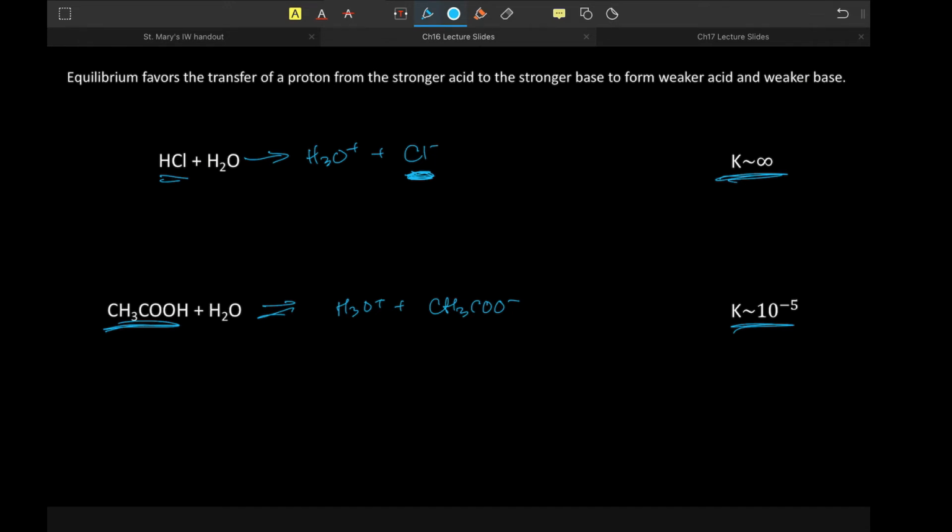All right, so let's go ahead and tie together that statement from your book. So it says that equilibrium favors the transfer of a proton from the stronger acid to the stronger base, right, to form the weaker acid and the weaker base, right?